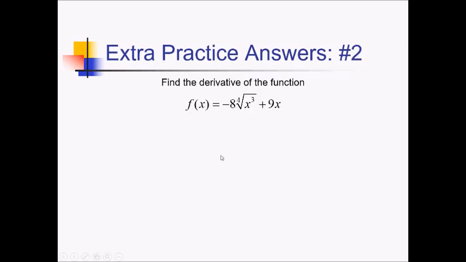On this problem, to make our life a little bit easier, let's rewrite this first term as an exponent. So we can write this as -8 times x to the 3/4. And then using the power rule on each of these, we've got 3/4 times -8, that's going to be -6. And we'll have x to the 3/4 minus 4/4, so that's going to be -1/4 power. Next, this is just going to be 9 because of the line rule, and we're done.